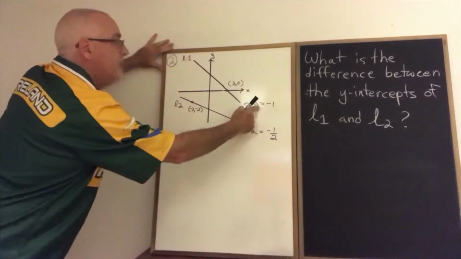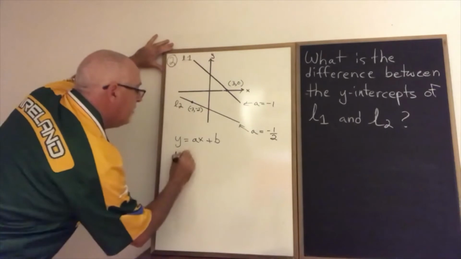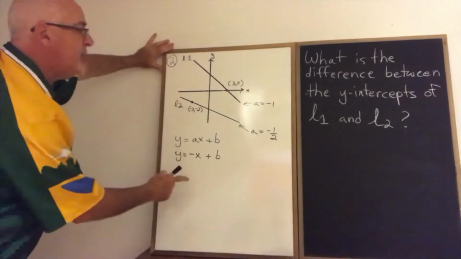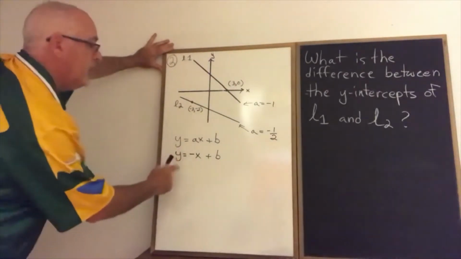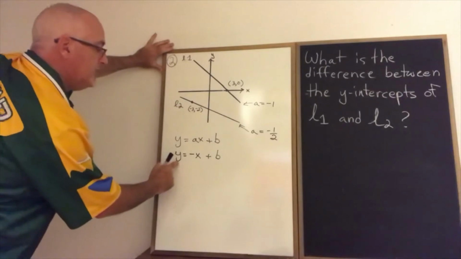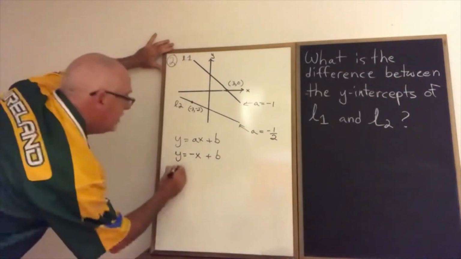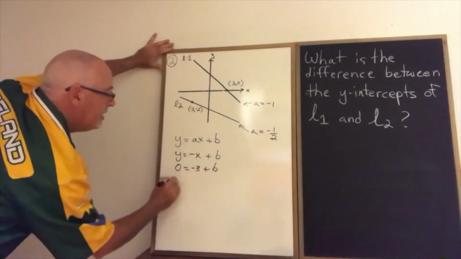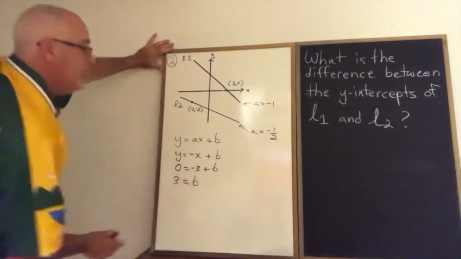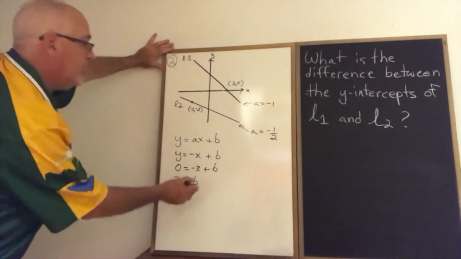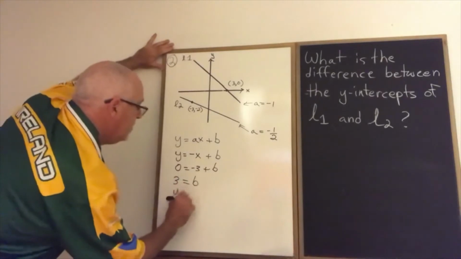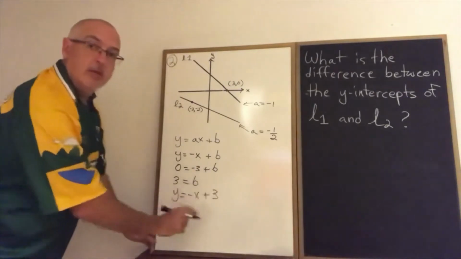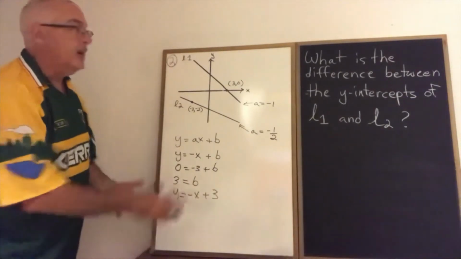knowing that the slope of line 1 is -1, I have y equals -1x plus b. And I know that the point 3, 0 is on this line, so I can plug x equals 3, y equals 0 into the x and y in this equation. 0 equals -3 plus b. If I move my -3 to the other side, it becomes positive. My b is 3. My equation is y equals -x plus 3. But what I need is the y-intercept, which is the 3. That's one of the values I'm going to use when I calculate my difference.